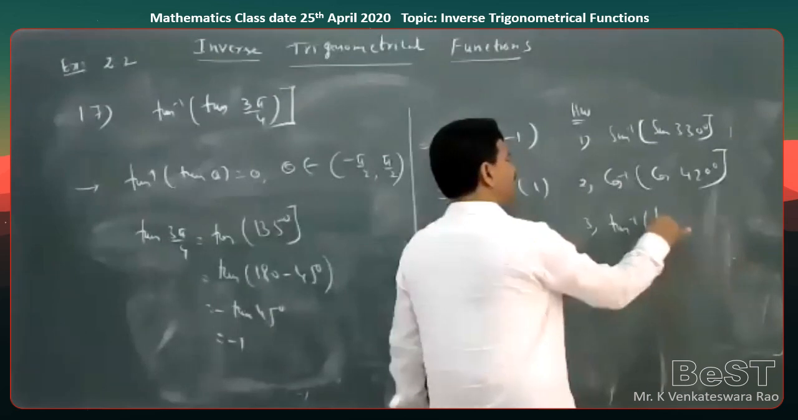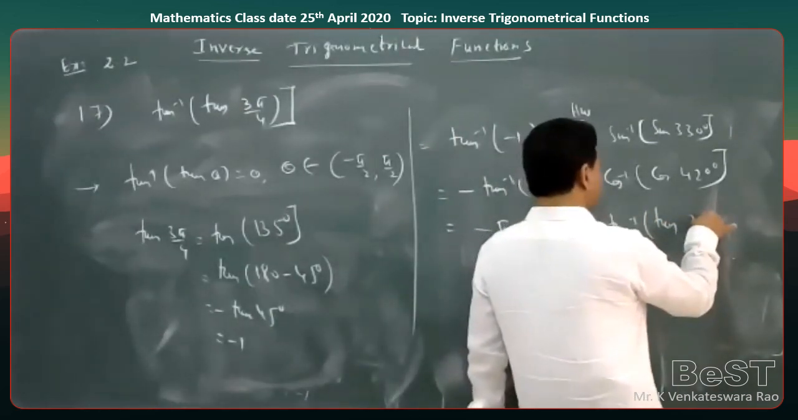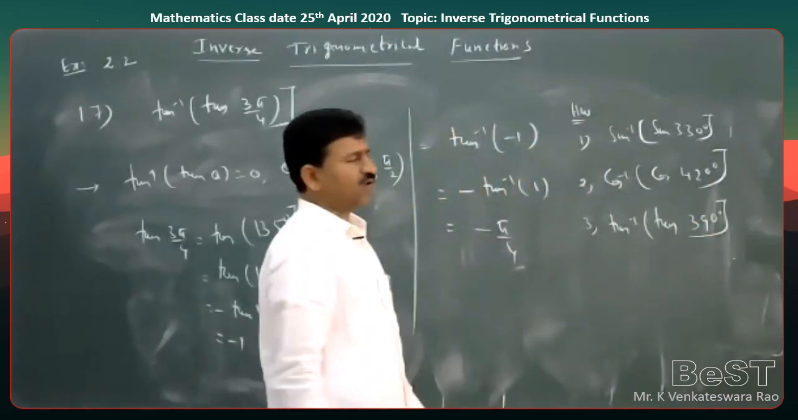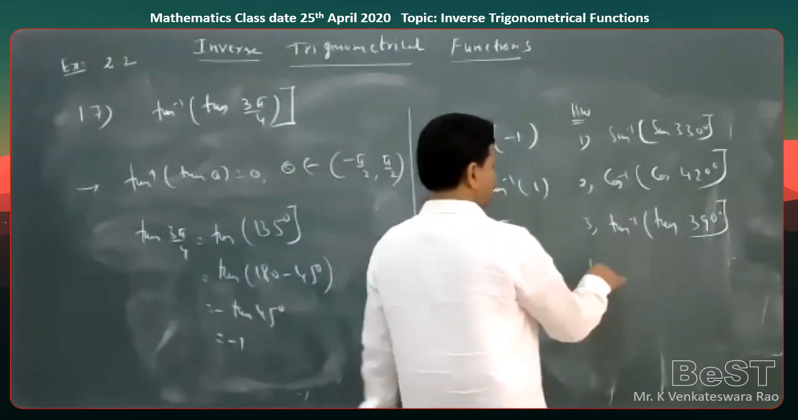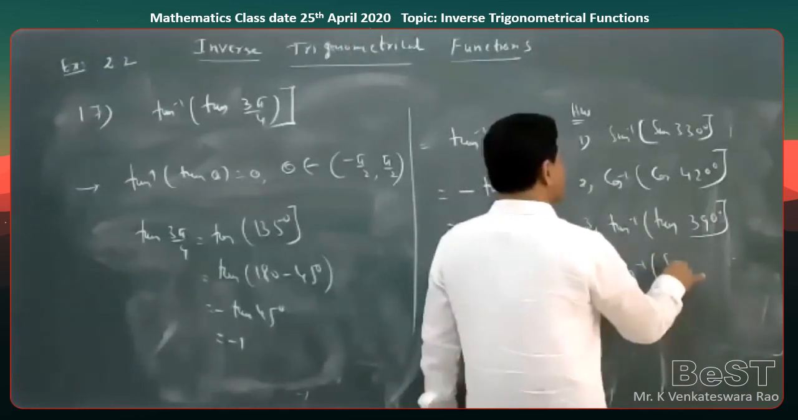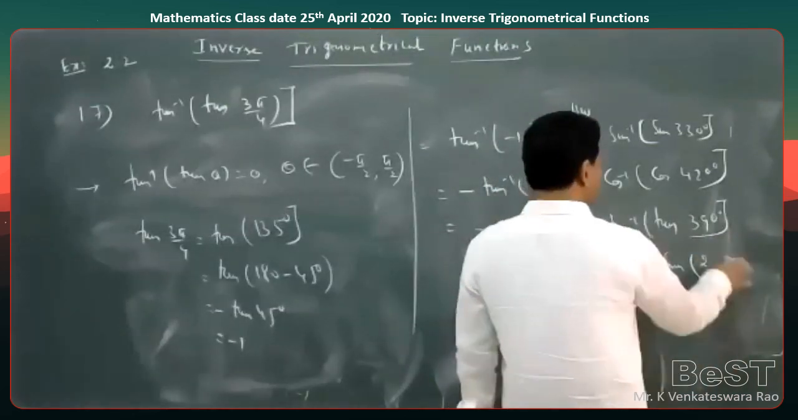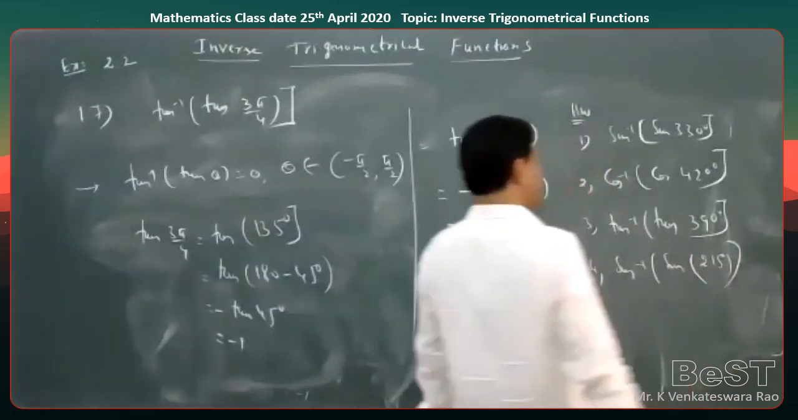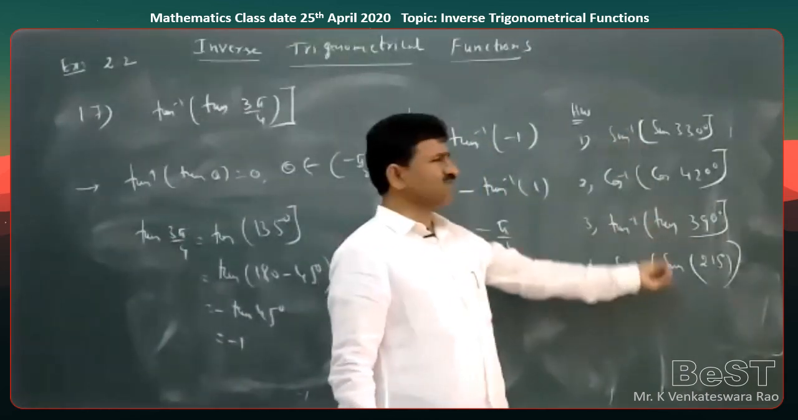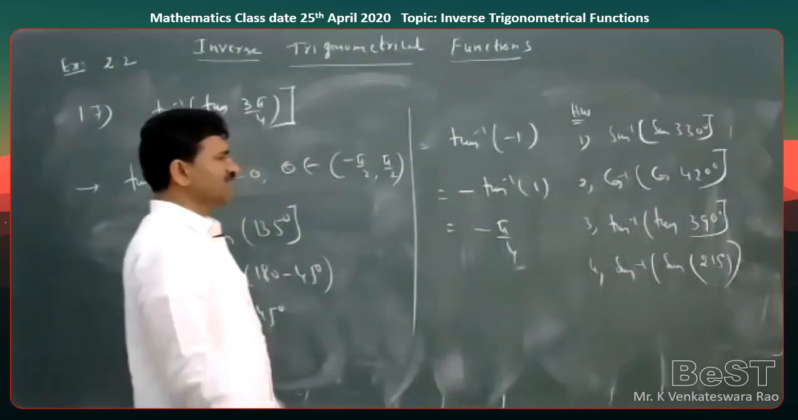Tan inverse of tan of 390 degrees. Tan inverse of tan of 390 degrees. Sine inverse of sine of 215 degrees. Sine inverse of sine of 215 degrees. So you can create your own questions like this. You can solve the problems. Practice a number of examples. You will get the confidence.